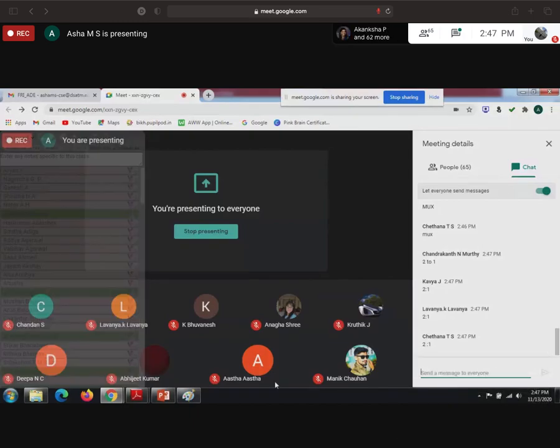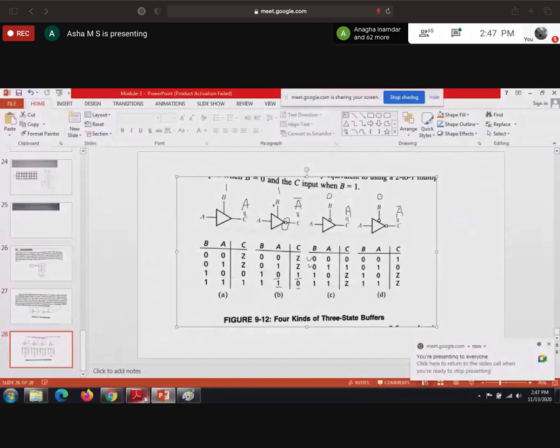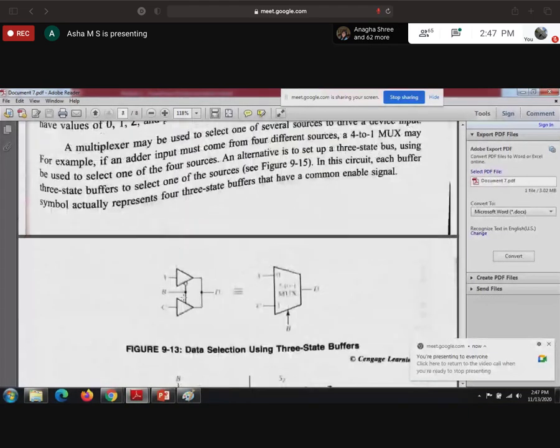Yes, very good. It's like a 2 to 1 mux. So depending on this enable value, either 0 or 1, I will be selecting either this or this. So it looks like, or it's equivalent to, 2 to 1. Okay, so that's the thing we have. That's the reason I asked.